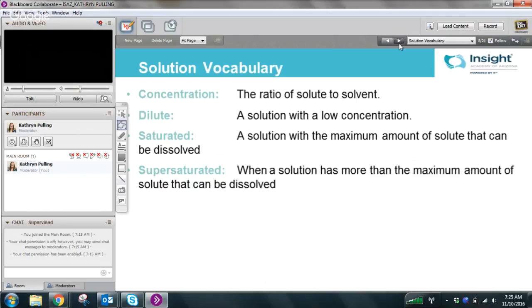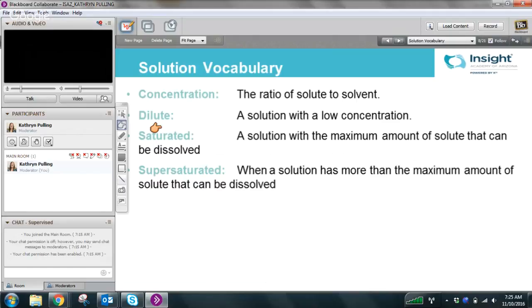All right, so some important vocabulary to know is the word concentration. Right, so the concentration is the ratio of solute to solvent. If something is really concentrated, it's going to have a large amount of solute to solvent. Okay, if something has a low concentration, then it's going to be mostly solvent and very little solute. Okay, a couple of words related to concentration.